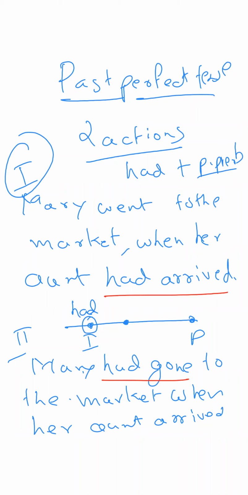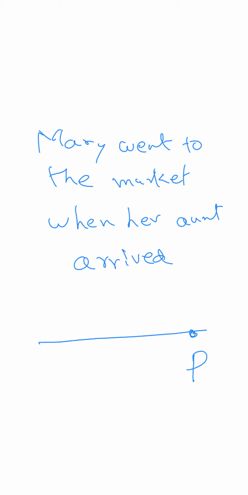Kshitij, you're also clear about this, right? Yes, I understand. Now, keep in mind, a time lag happens between the two events. They don't happen simultaneously. One event happens, there's a time lag, and then the second event happens. Unlike, let's consider this new sentence. Say, Mary went to the market when her aunt arrived. Notice there is no had in this sentence, guys. So what's happening is, at a point of time in the past, two events are happening simultaneously. She went to the market and the aunt arrived.